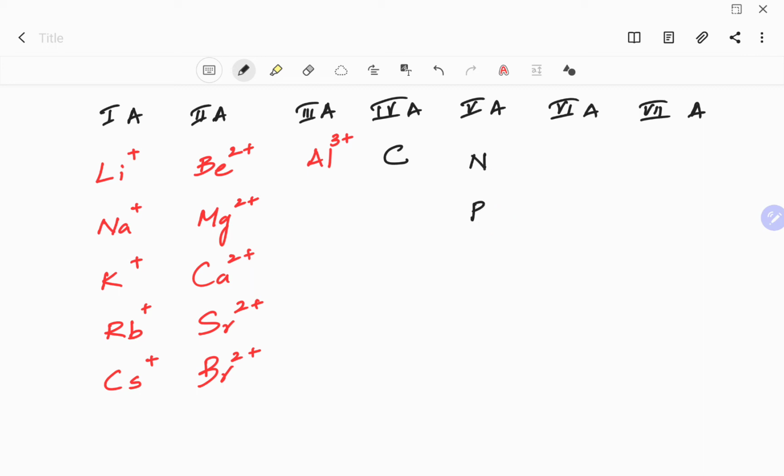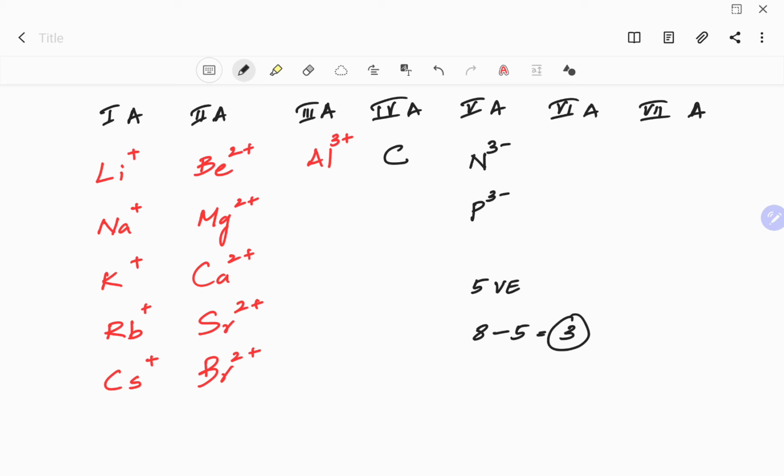But for group 5A, the common non-metals are nitrogen and phosphorus. In group 5A you have 5 valence electrons, which means to get to 8, you need only 3 more electrons, right? So both nitrogen and phosphorus will try to get 3 more electrons, and if they get 3 more electrons, they will be minus 3 charged. Their charge will be a negative 3.